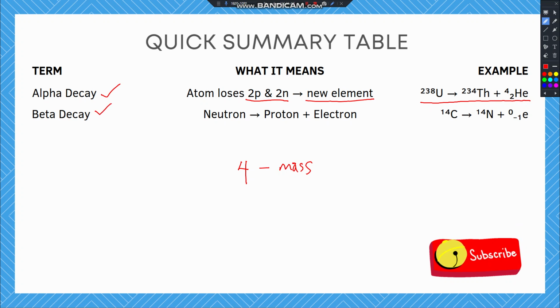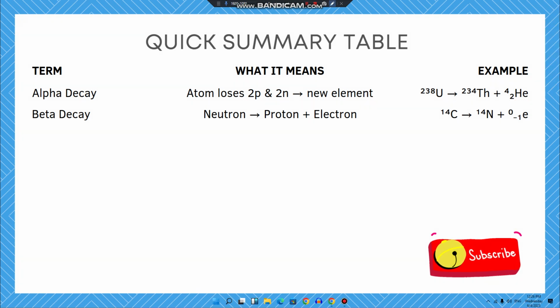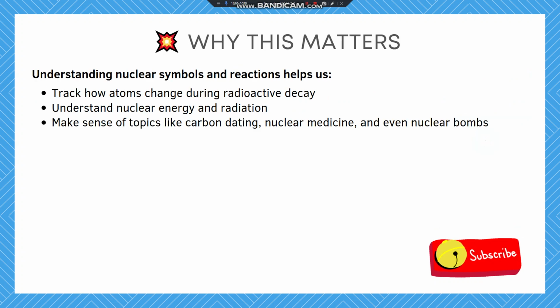The second one is the beta decay. The beta decay is simply a process where an atom radiates a beta particle, and it happens when a neutron is converted into a proton and then adds an electron to it. And we saw that from the radioactive decay of carbon 14, where carbon radiated a beta particle to form nitrogen, which has the mass number of 14 and the atomic number of 7.